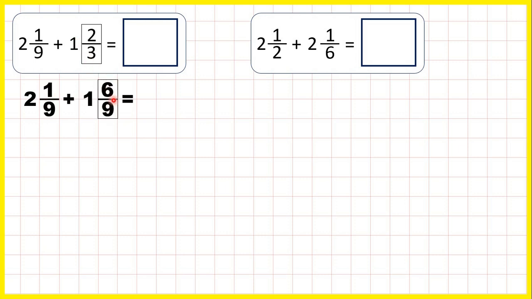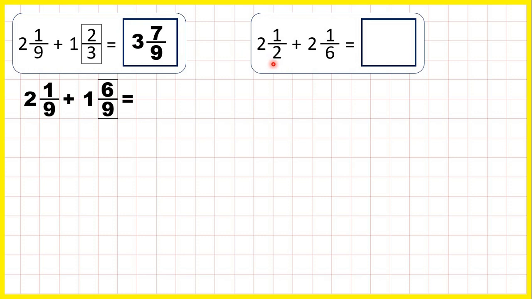Our equivalent fraction is 6/9 because 3 times 3 is 9, and what we do to the denominator, we do to the numerator as well, and 2 times 3 is 6. So we have 2 and 1/9 plus 1 and 6/9. If we add the fractions first, 1/9 plus 6/9 is 7/9, because remember the denominator stays the same, and then adding our whole numbers, 2 plus 1 is 3, so our answer is 3 and 7/9.